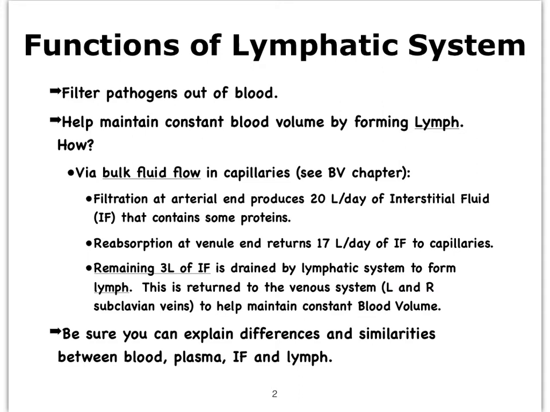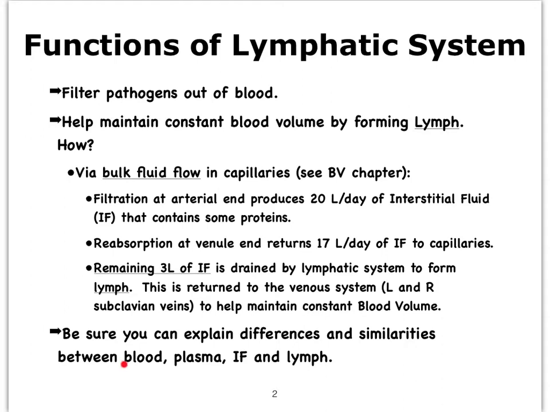Eventually, this lymph in these lymphatic capillaries, that 3 liters of lymph in the lymphatic system, does get returned to our venous system, more specifically the left and the right subclavian veins. And in that way, we see how the lymph is formed by the fact that some of our plasma leaks out of our capillary beds, but eventually that lymph is returned to the venous blood. And in that way, we really never lose any significant amounts of our blood volume.